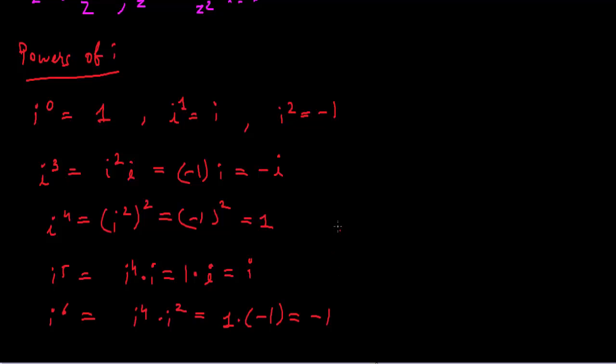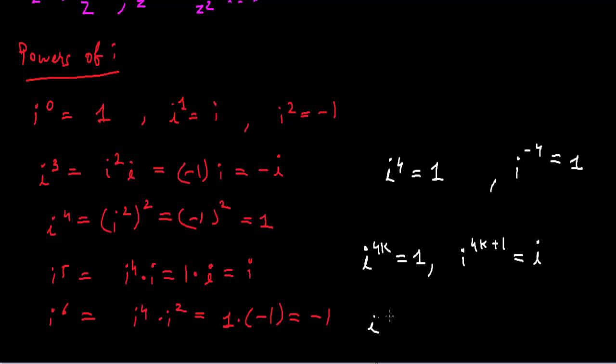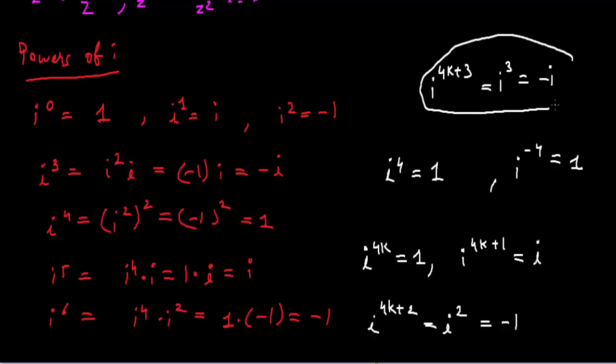In general, the most important things to keep in mind are that i to the power 4 is always 1 and i to the power -4 is also 1, and the general formula is: i to the power 4k equals 1, i to the power 4k plus 1 equals i, i to the power 4k plus 2 equals i square, which is minus 1. And one last thing, i to the power 4k plus 3 equals i cube, which is minus i. These are the things you must keep in mind.